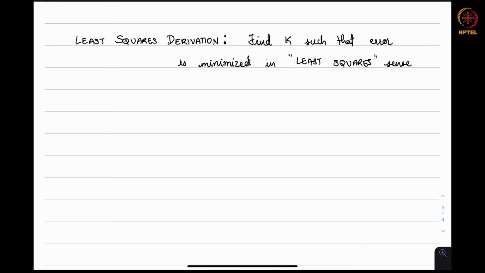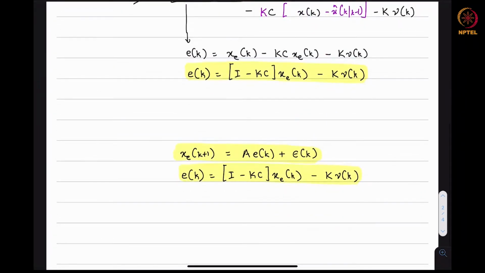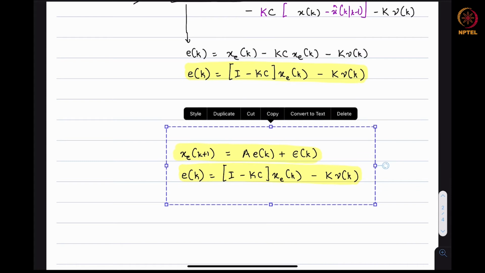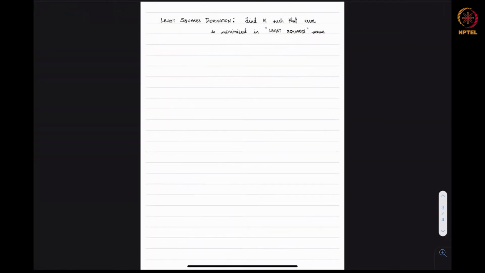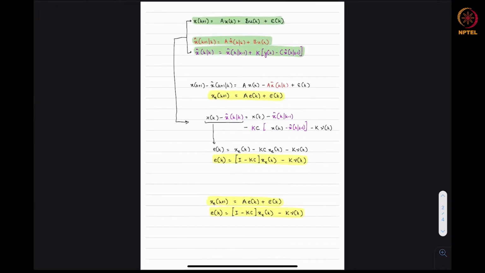Okay, so we can do it in two ways. One is we can do it with a one-step prediction type, or we can look at it from a filter equation viewpoint. Okay, so either way is fine. I will just copy and paste these over here, and I'll do the same for these as well.